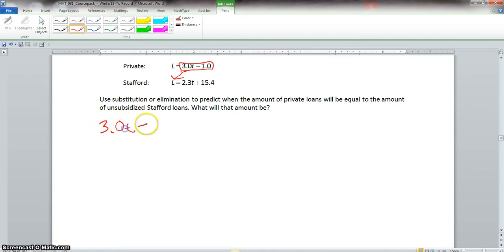3.0T minus 1.0 is equal to 2.3T plus 15.4. Now, as always, I always put in parentheses what I substituted in. Okay, now, what we have to do is this here. We need to get all the T's on one side and all the numbers on the other. So I want to move all my T's to the left side. So I'm going to subtract 2.3T on both sides.